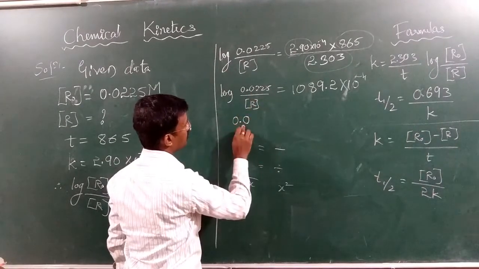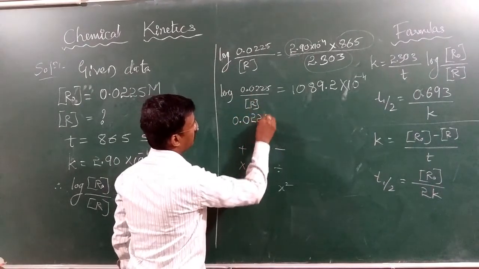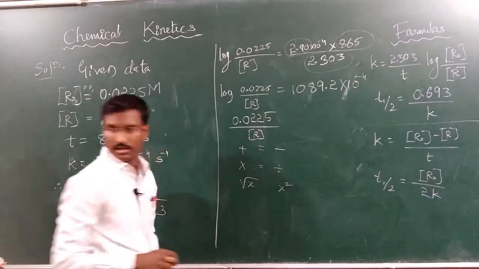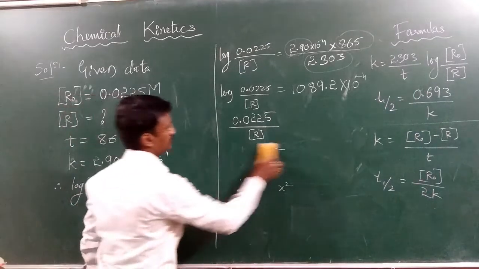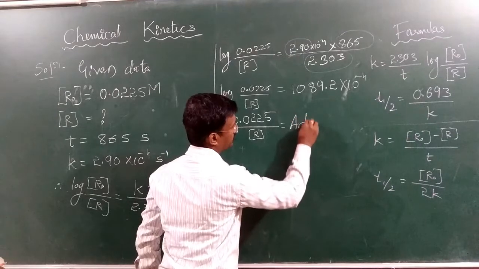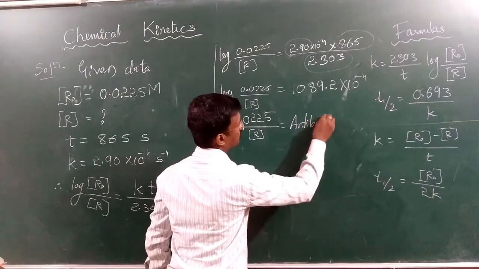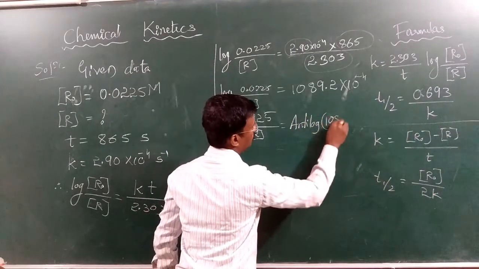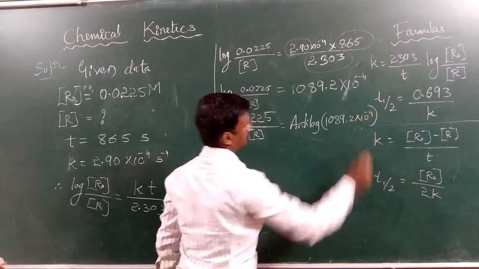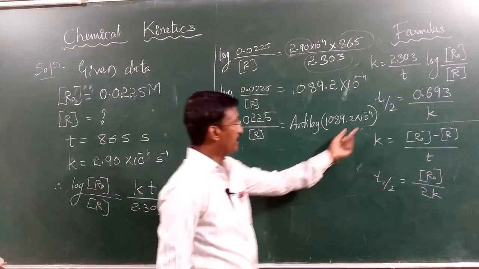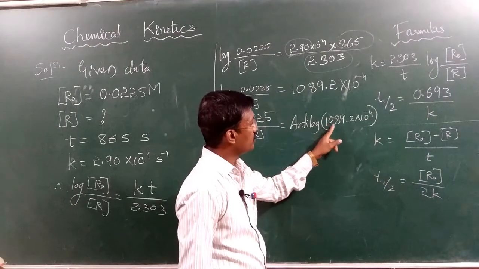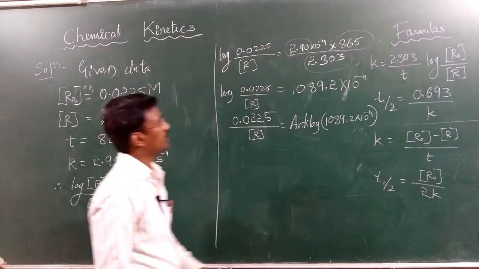Remaining number as it is: 0.0225 divided by the concentration of R is equal to, log becomes anti-log, 1089.2 into 10 raised to minus 4. So you may write this minus 4 as it is, otherwise by dividing this you may get 0.1089. I hope you are able to understand this one.